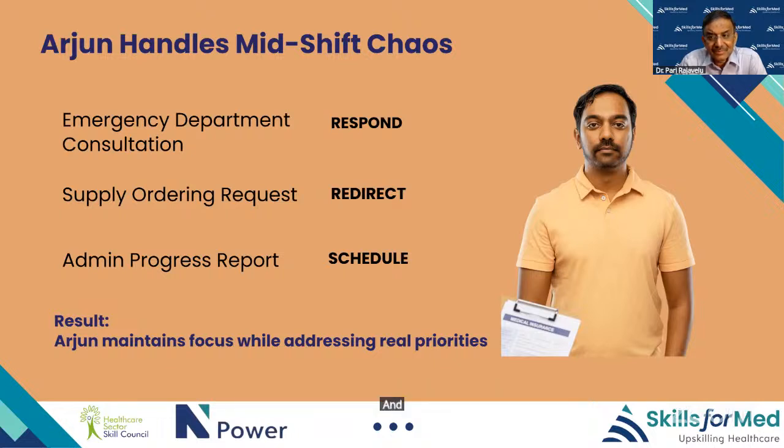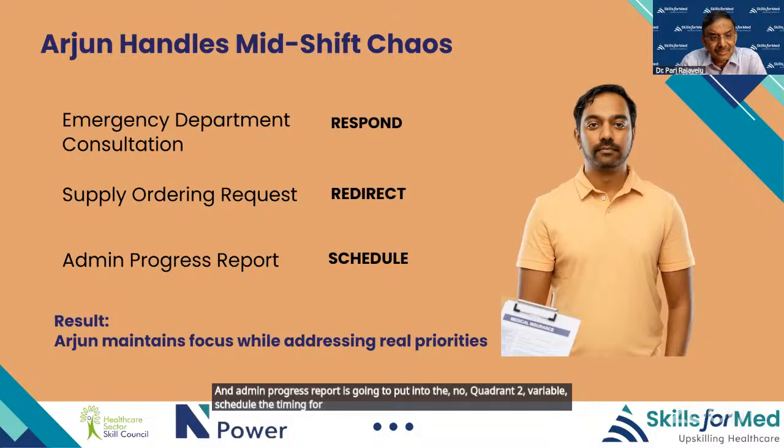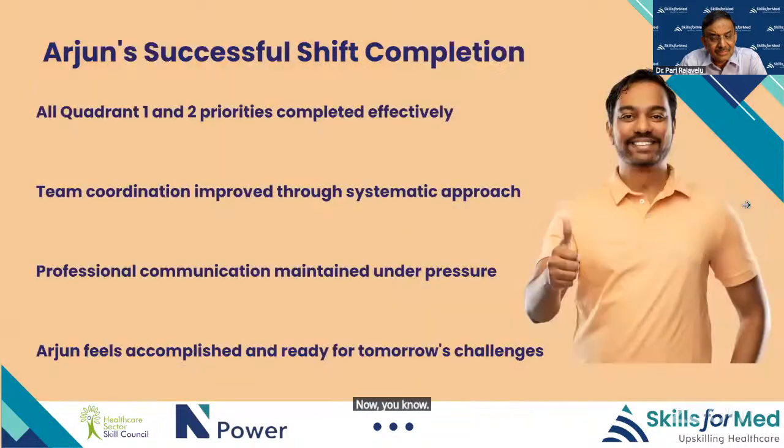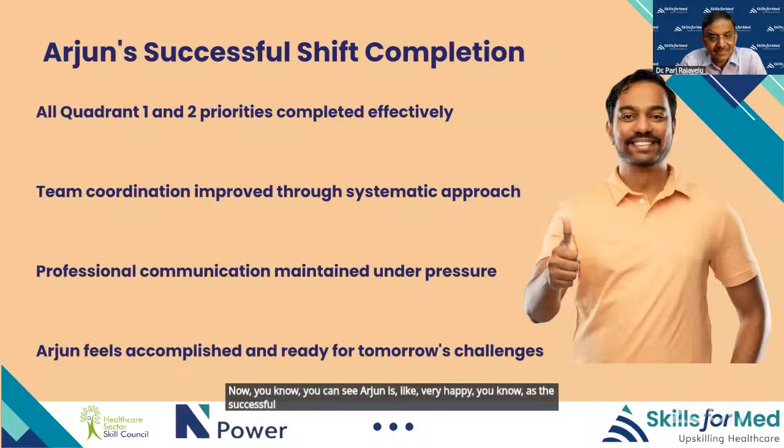The admin progress report he is going to put into quadrant 2, where he will schedule the timing for it. As a result, he maintained focus while addressing the real priorities. Now you can see Arjun is very happy with the successful shift completion. All quadrant 1 and 2 priorities were completed effectively based on the Eisenhower matrix, and team coordination improved through a systematic approach. Dr. Pari has said a lot about that.